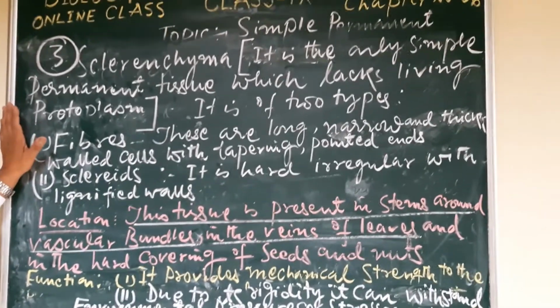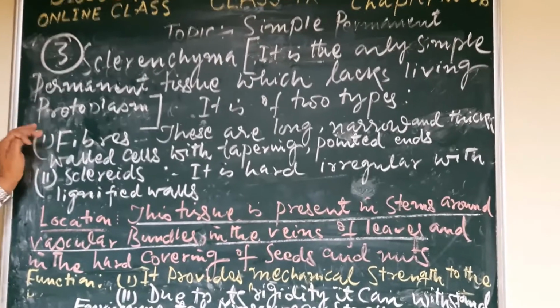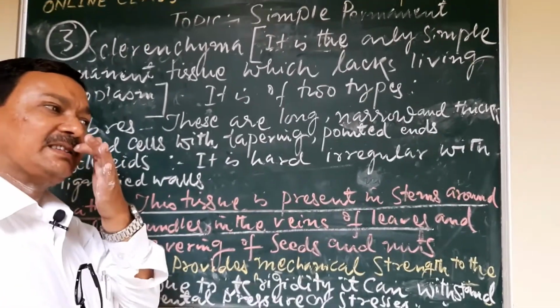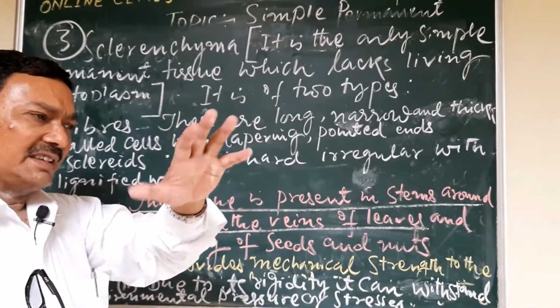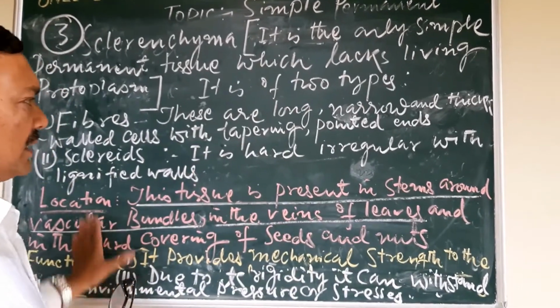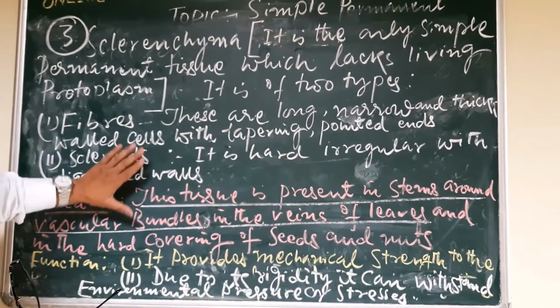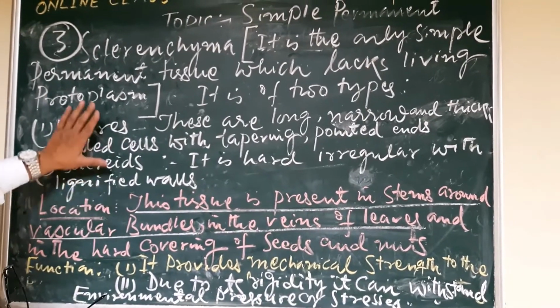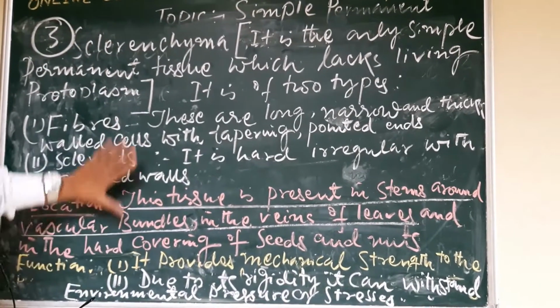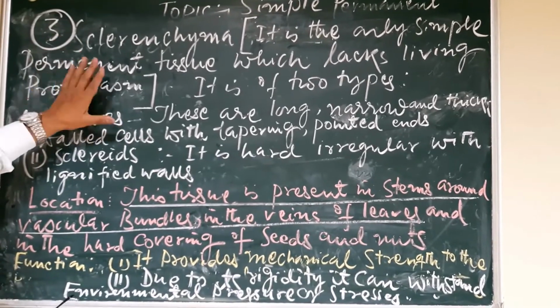It has economic importance also, like ropes, textiles, jute, fibers, etc. All are prepared from these sclerites and with the help of the fibers. These are some facts about the Sclerenchyma tissue.